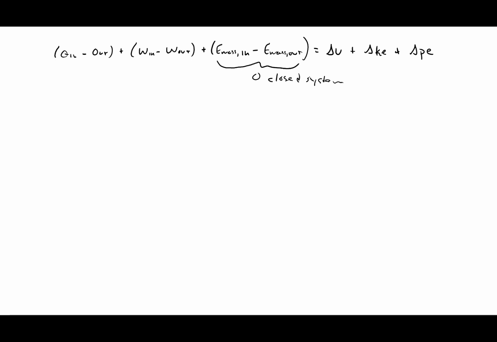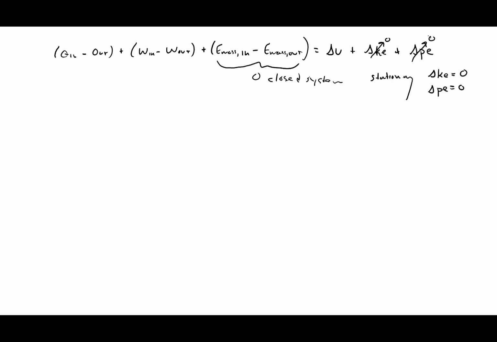And then I'm also going to assume that this is a stationary system, and what that means is that it doesn't have kinetic energy, it doesn't have potential energy. Let's just say this is a container of water sitting on the table. So it also doesn't have a lot of elevation. So we're going to assume that the change in kinetic energy is 0 and the change in potential energy is 0.